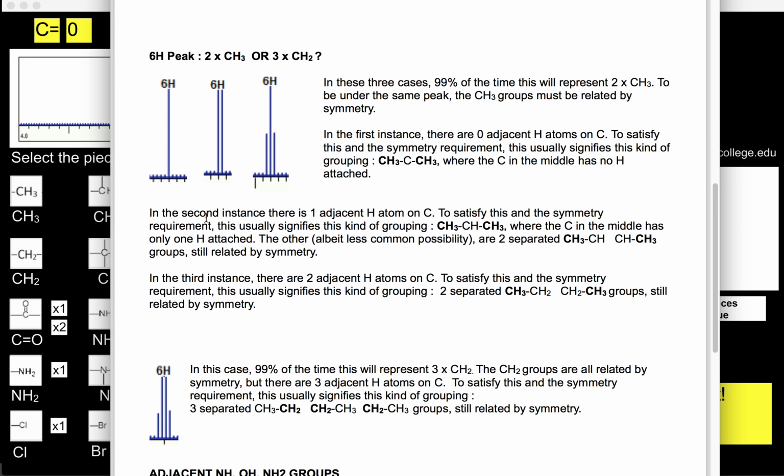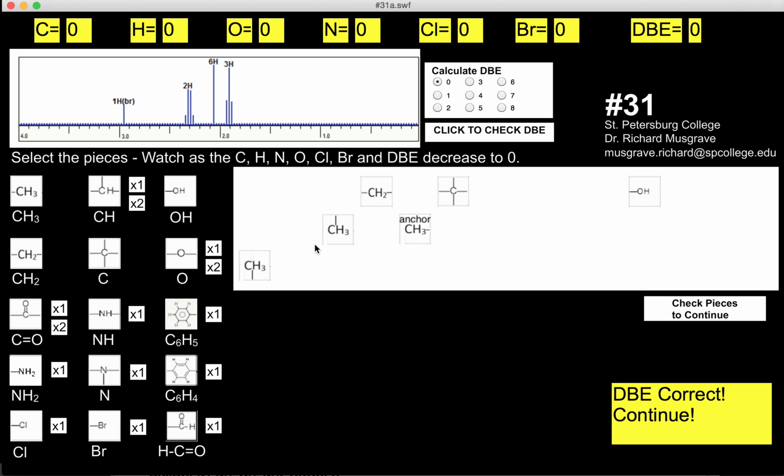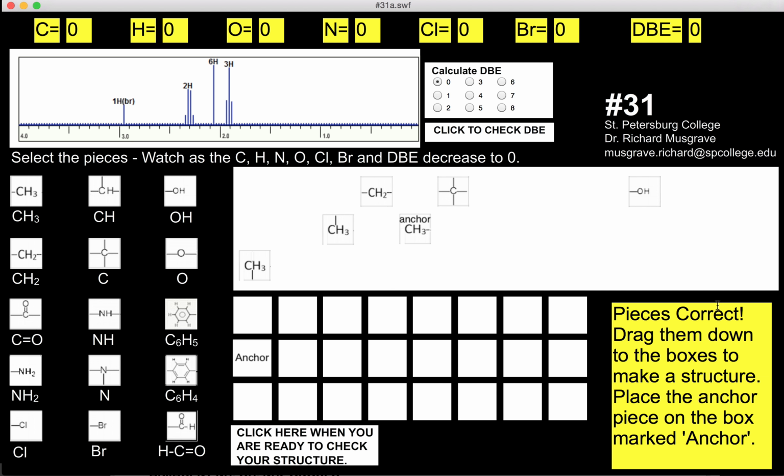You should stop the video and take a read of this. It's fairly interesting. It gives you some really good background as to why these peaks will usually go for 2 CH3 groups and this one goes for 3 CH2 groups. So we should have the right pieces now, and we can put it together.